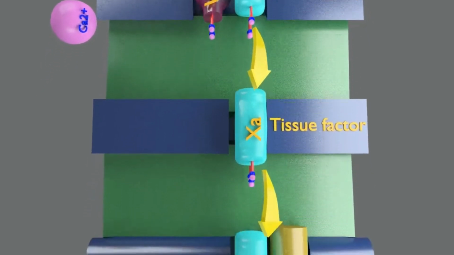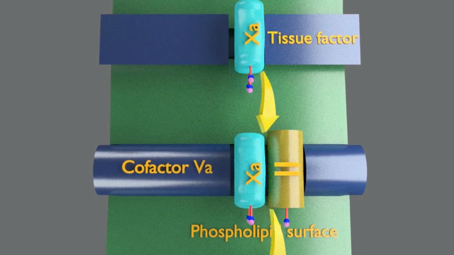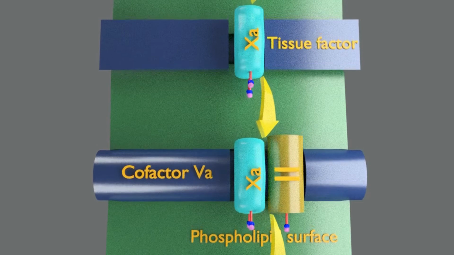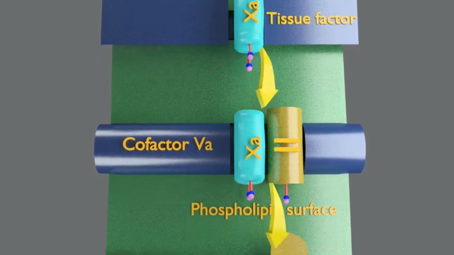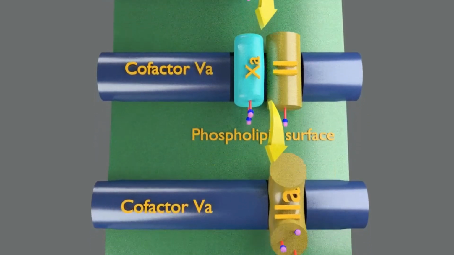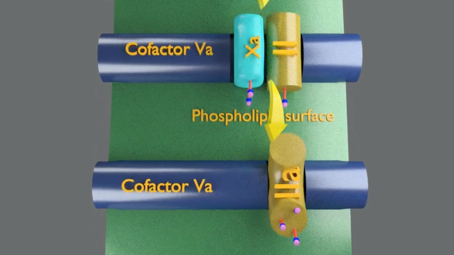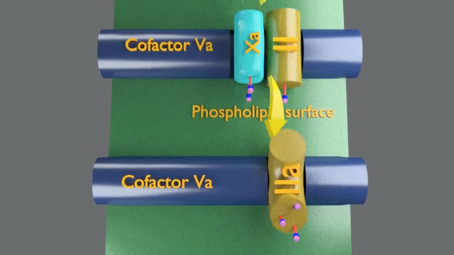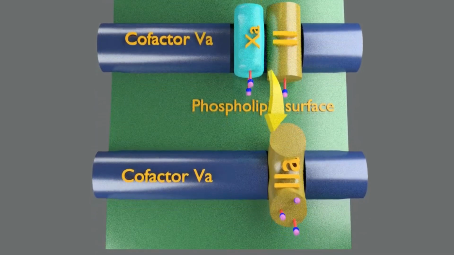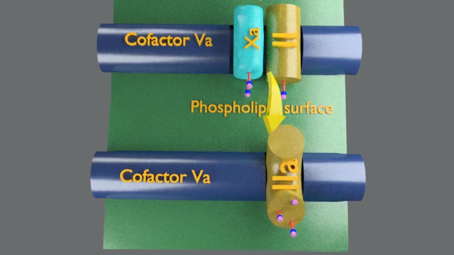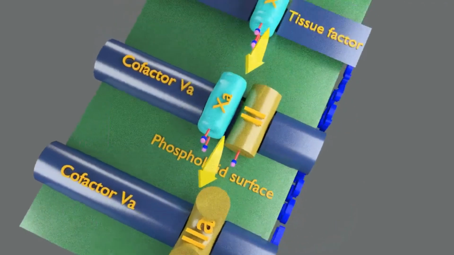Here we see the continuation of the extrinsic pathway as the common pathway after activation of factor 10. In the common pathway, activated factor 10 activates factor 2 into activated factor 2A, otherwise called thrombin. This occurs in the presence of cofactor 5 and calcium, which can be visualized here.